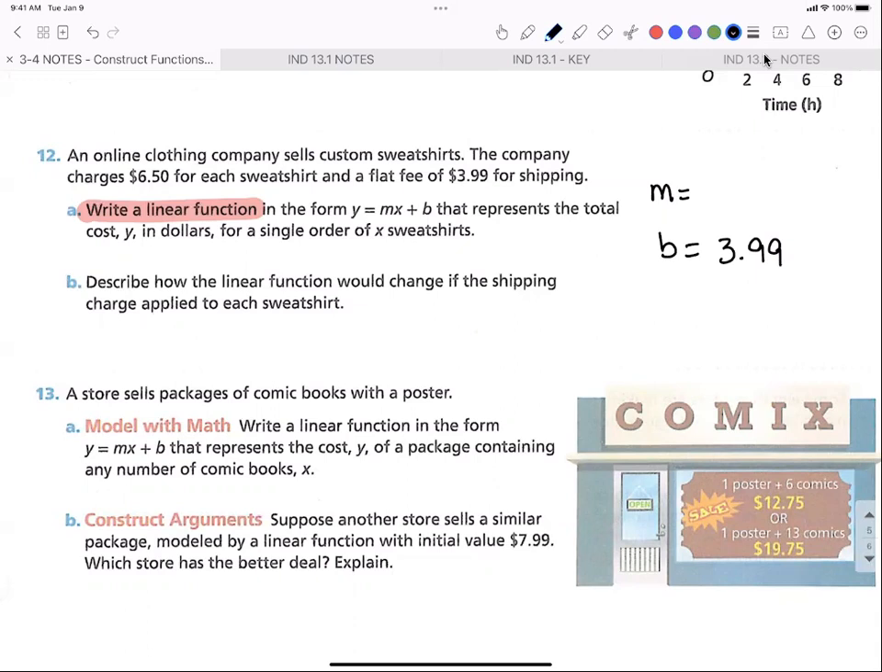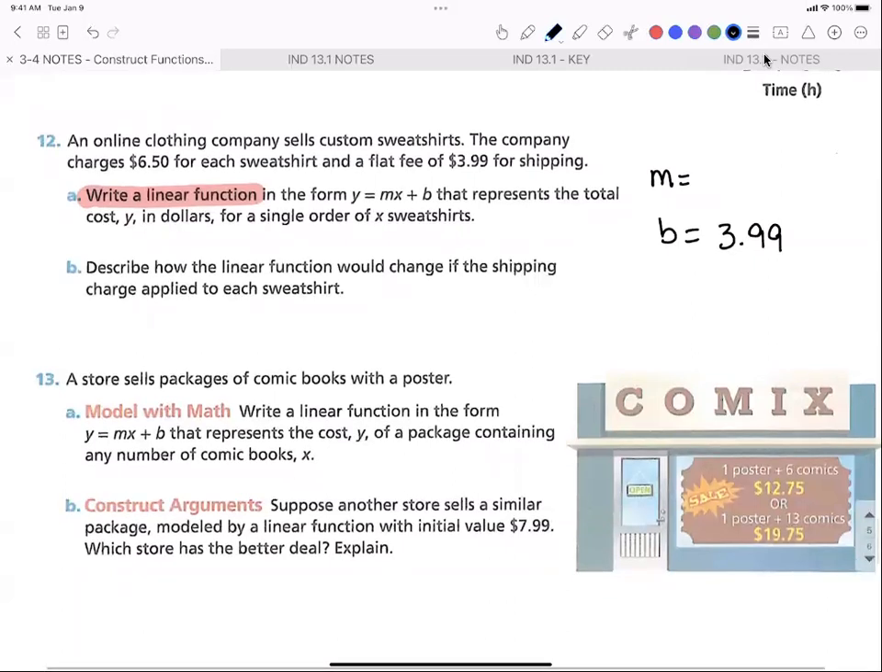If I buy one sweatshirt, it's $6.50. If I buy two, it's $13. If I buy three, it's $19.50. That's what changes. So that's my M, right? And if you want to think of it as $6.50 per one sweatshirt, but of course we know we never write it over one. We just put $6.50.